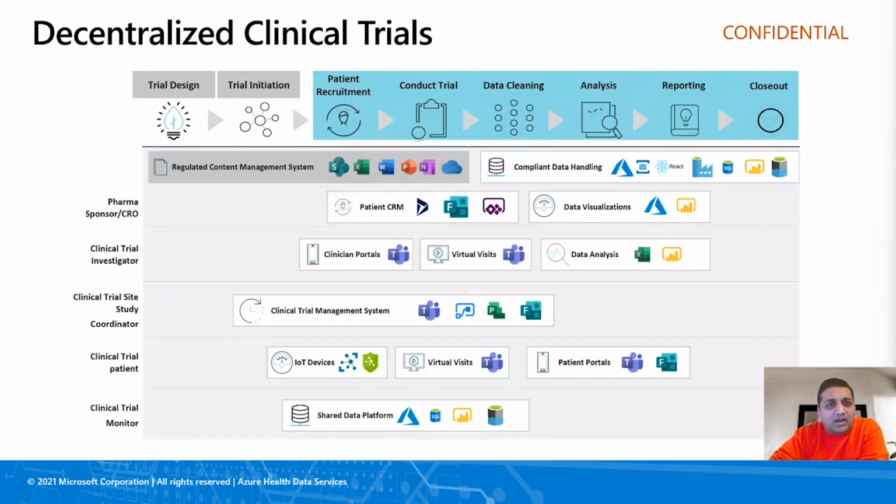I want to show a quick example of what a decentralized clinical trial journey looks like. When we look at it, the different design considerations go from the trial design and the initiation all the way to reporting and closeout. So we look at the whole journey of the trials, and then the different personas affected by it. Is it a pharma sponsor? Is it a CRO? Is it a clinical trial investigator? You have clinical trial patients as well. So what are the different personas, and what is the technology needed for Microsoft to support that?